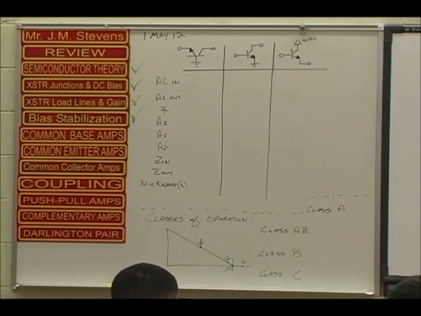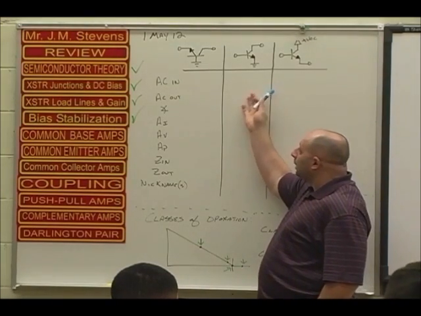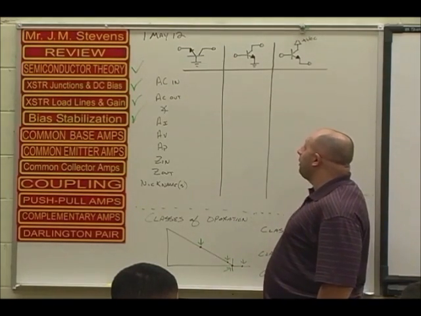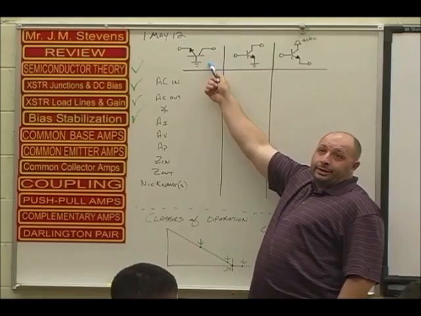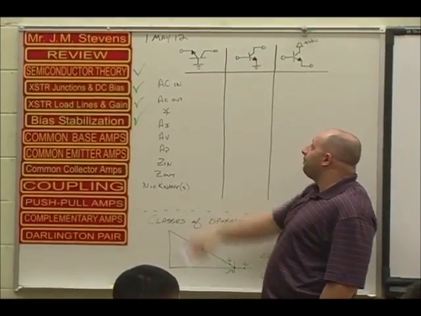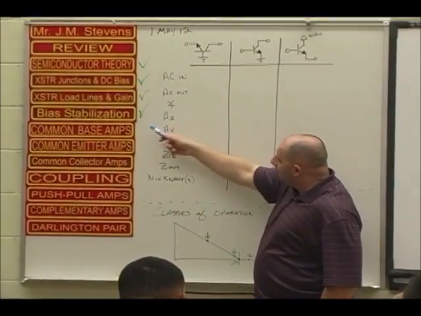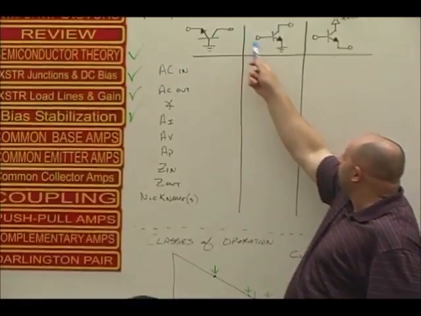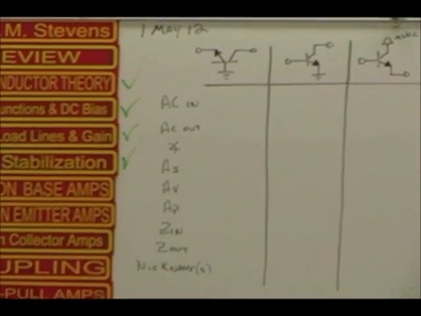You need to know this chart for these common amplifiers. Base, emitter, collector, right here. So what's the first thing you have to be able to do? Yeah, identify the symbol of the common amplifier. And obviously these go in order: base, emitter, collector. Identify schematic symbol.